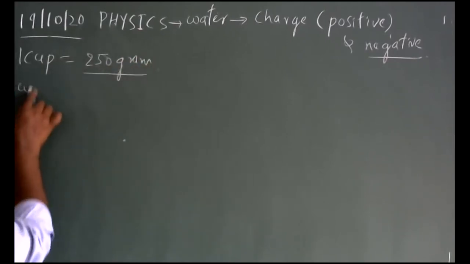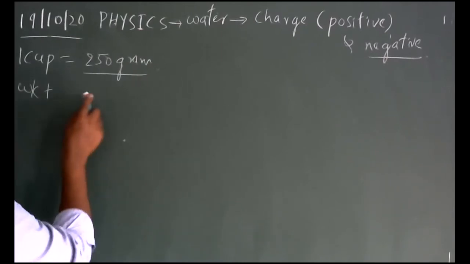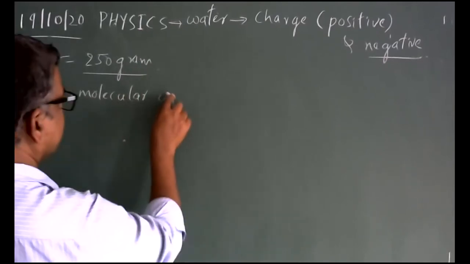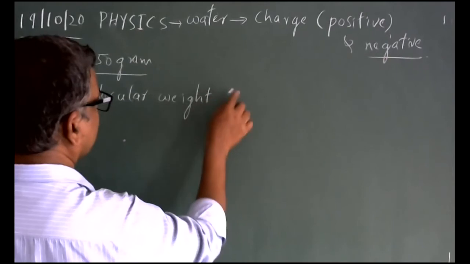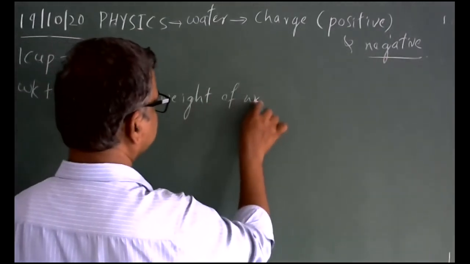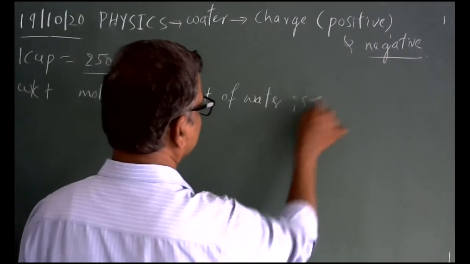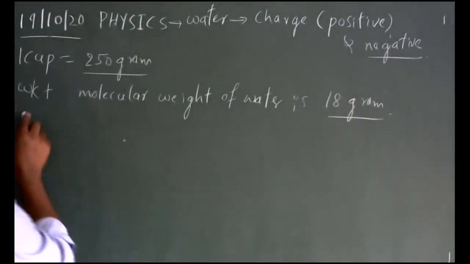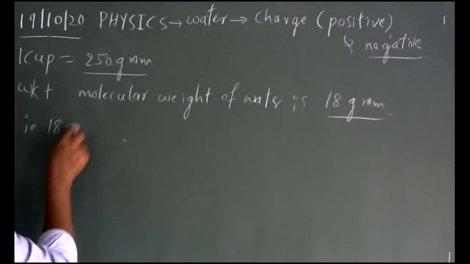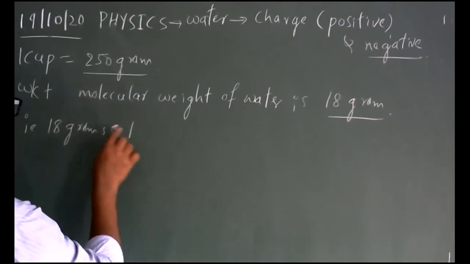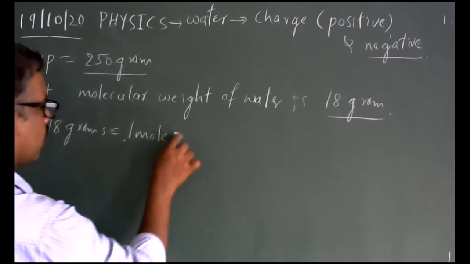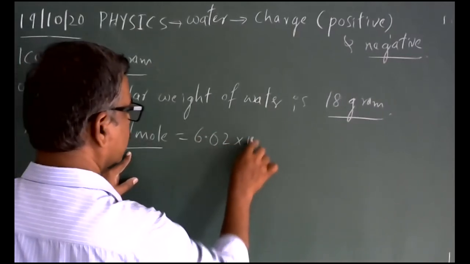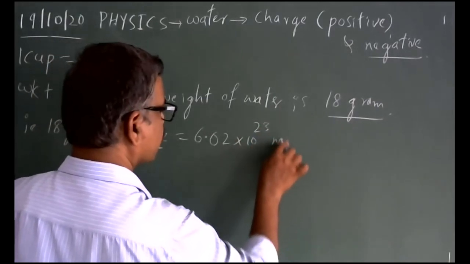Yes, we know that the molecular weight of water is 18 gram. It means that 18 grams is equivalent to 1 mole. 1 mole is equivalent to Avogadro's number of molecules, 6.02 × 10 raised to 23 molecules of water.